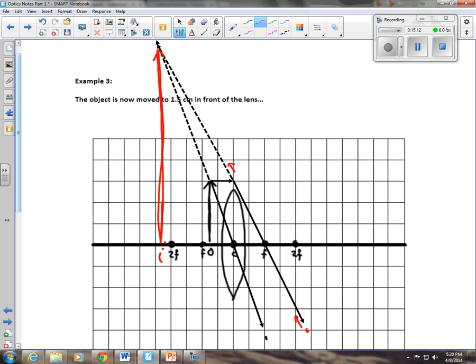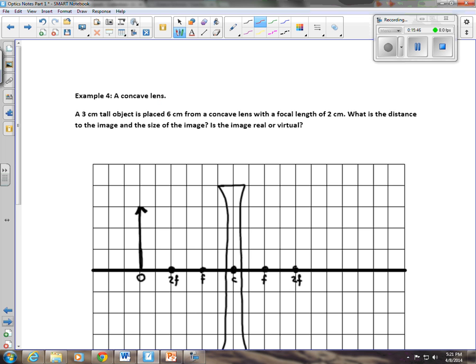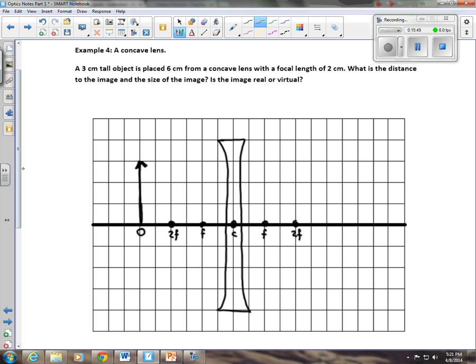So this one is obviously different. It's upright. It's magnified. And this time it's virtual because we had to draw those dotted lines back because the light actually was never in that spot. So when I move the object inside of the focus, that's what I end up with is a big upright virtual image. And that's how a magnifying glass works. If I hold the magnifying glass close to what I'm looking at, close to the object, I get a big right side up image. Now, lastly, we have to do it with a concave lens.